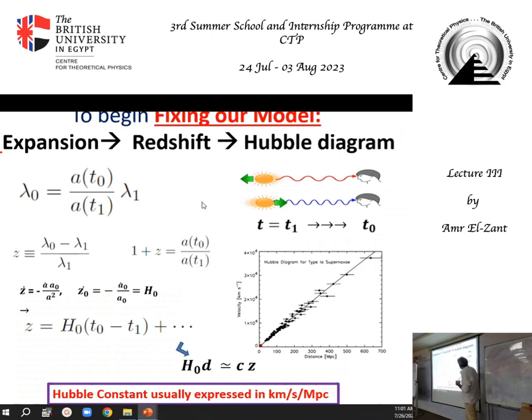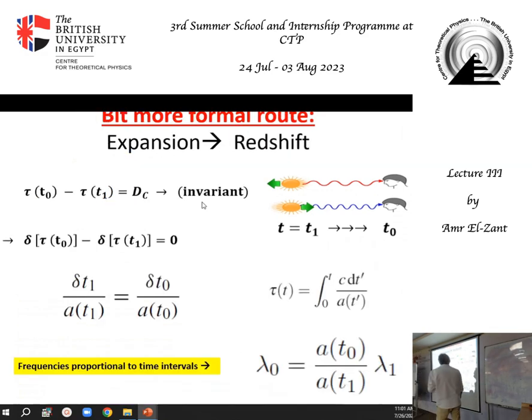This is the slope. So this is the Hubble constant, okay? In elementary terms. Right. So this is historic. More formal thing of doing this, you can do it through the conformal time. So this the distance between us and the thing is invariant. This is the conformal. This is the co-moving distance.